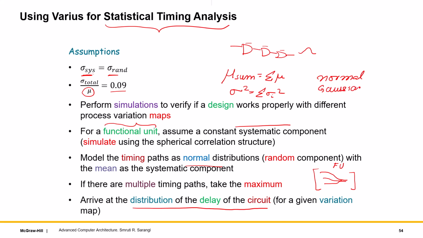Of course, I won't blame people for not understanding this. There's a lot of probability and statistics. And finally, we find the critical path, the longest path, and the longest path is essentially the maximum of Gaussian variables, which is not Gaussian.